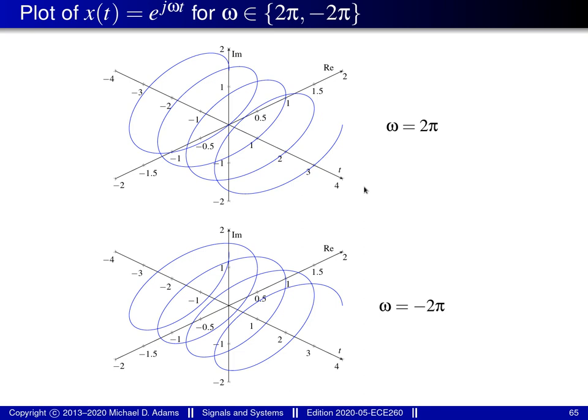In one case we get a right-handed helix, in the other case we get a left-handed helix. In other words, the helixes are kind of corkscrewing in opposite directions. One is turning counterclockwise, one is turning clockwise.